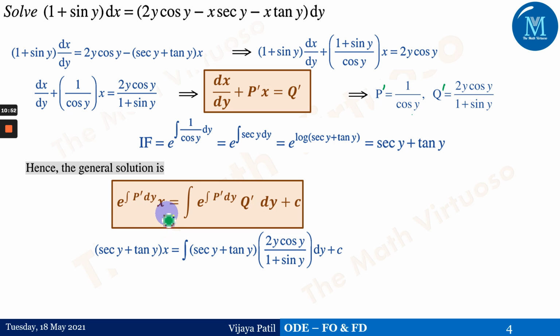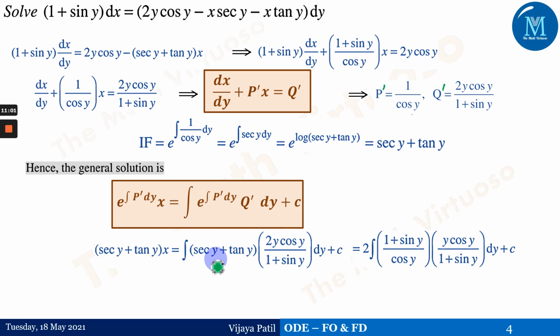If this is the solution, just put in the values of e to the power integration of P dash dy and Q dash, and we get something like this. Again, by simplification, sec y plus tan y can be expressed as 1 plus sin y upon cos y. So 1 plus sin y and cos y cancel, and you remain with just y dy, which integrates to y square. Therefore the LHS, (sec y plus tan y) into x, equals y square plus c.